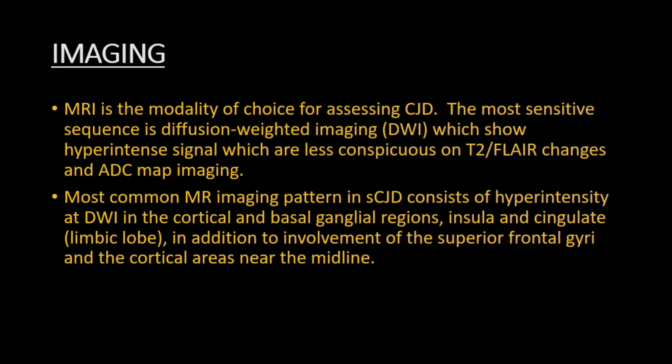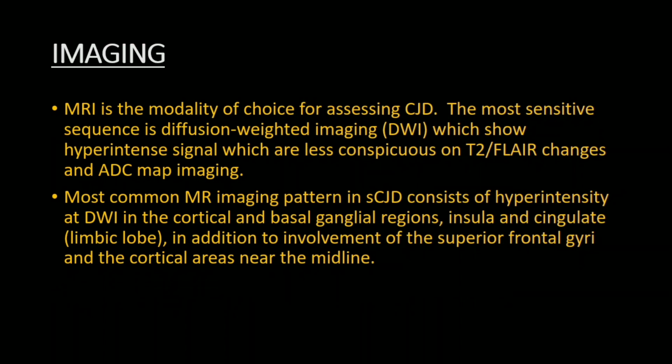MRI is the modality of choice for assessing Creutzfeldt-Jakob disease. The most sensitive sequence is diffusion weighted imaging, which shows hyperintense signal intensity and which are less conspicuous on T2 weighted and FLAIR images, as well as on the ADC map imaging.